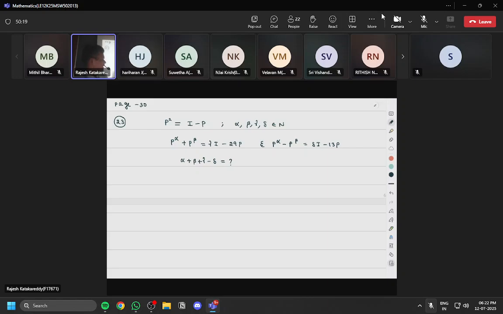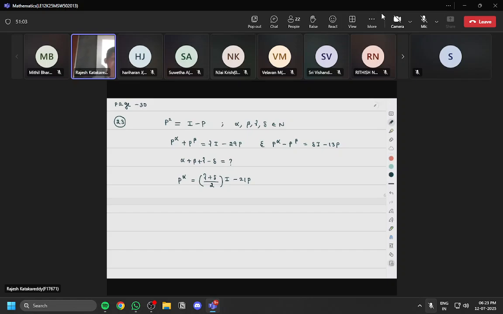Right. These details are given, with some equations in terms of P to the alpha and P to the beta. What I am thinking is, first we can add or subtract to get P to the alpha and P to the beta. So we can say P to the power alpha must be equal to gamma plus delta divided by 2 into the identity matrix, and I think I am getting minus 21 into P. What I did, I added and got 2 times P to the power alpha. I divided by 2 on both sides. 29 plus 13 is 42, right?